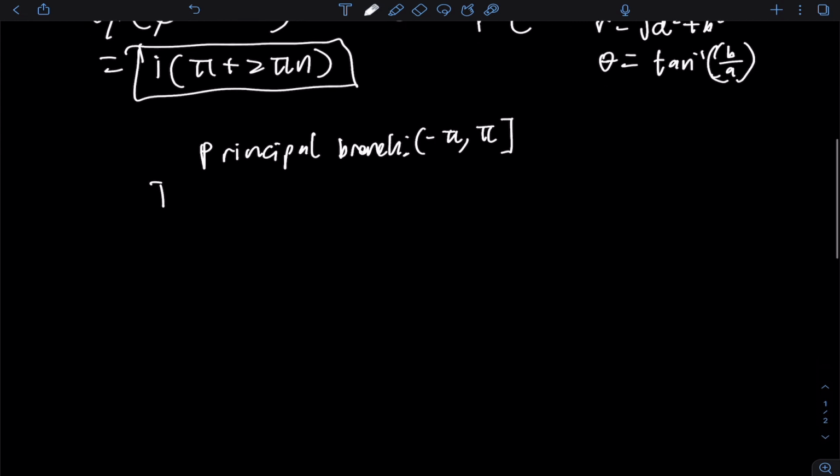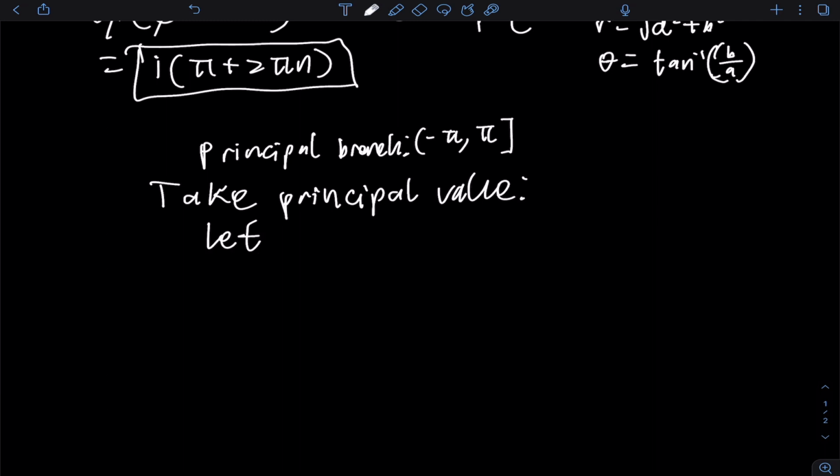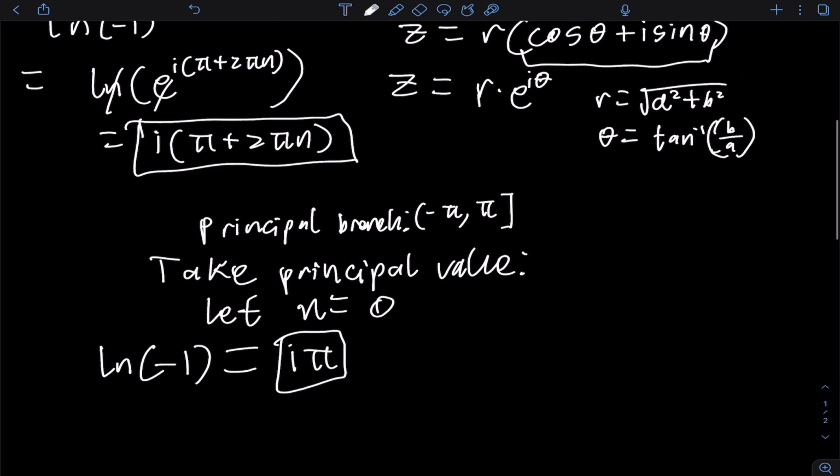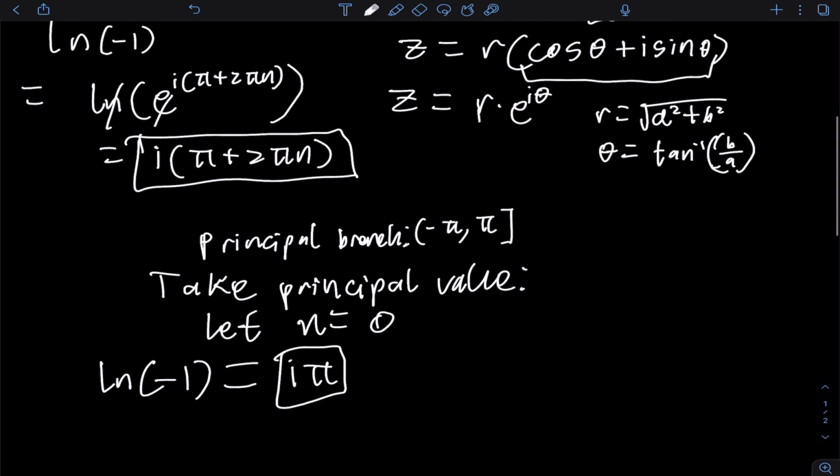And what we see here is if we take the principal value, we let n equal 0, and we see that the natural log of -1 is equal to simply just i pi. And here, something else that may be useful, we can also factor out the pi here. I just noticed, so we can write this as i pi, and then factor out here, we still have a (1 + 2n), where n is an integer. We have to make a note of that, so we can also box this if we want.